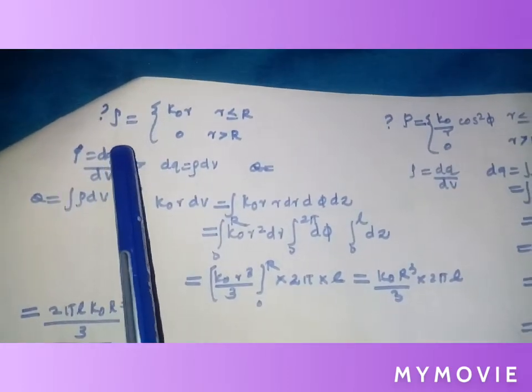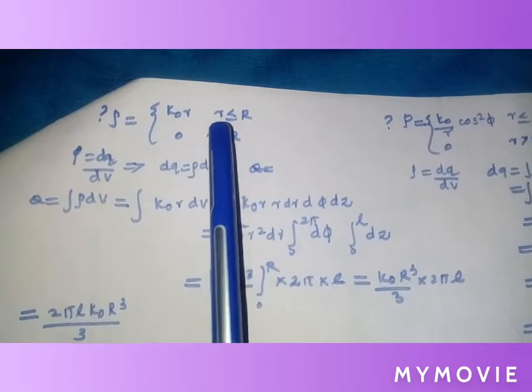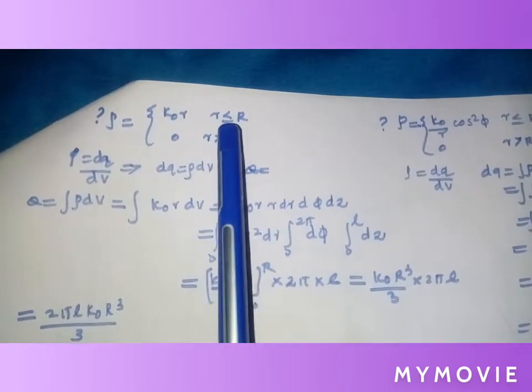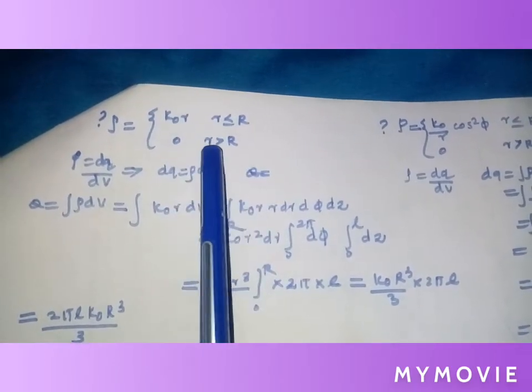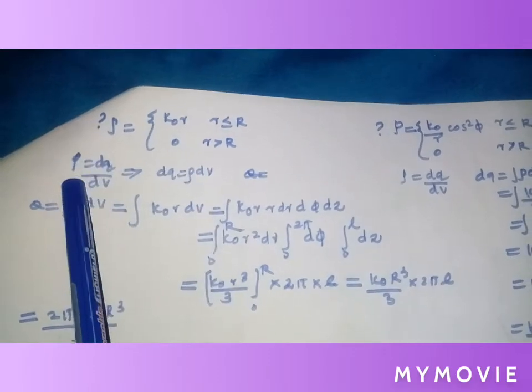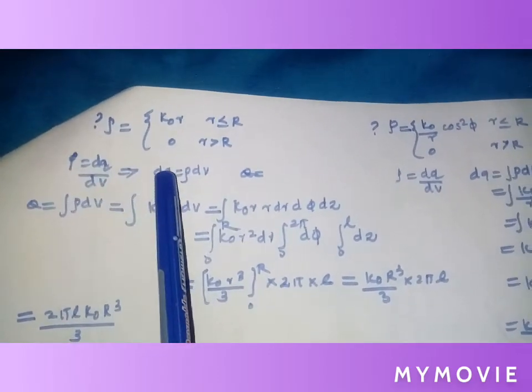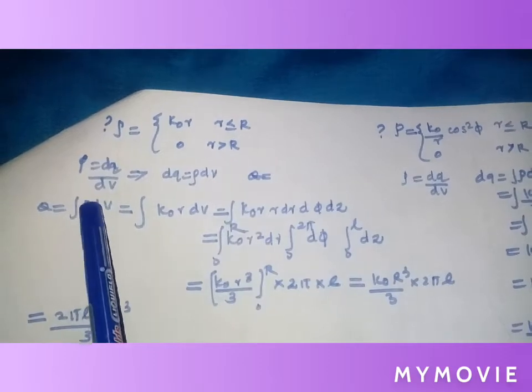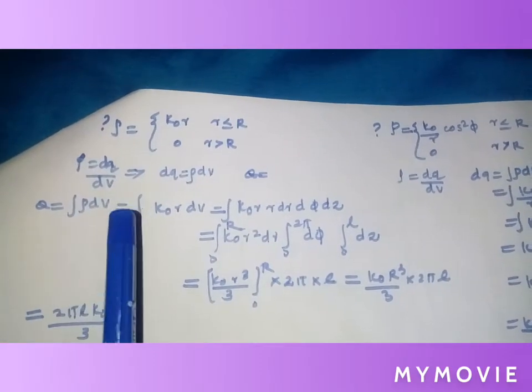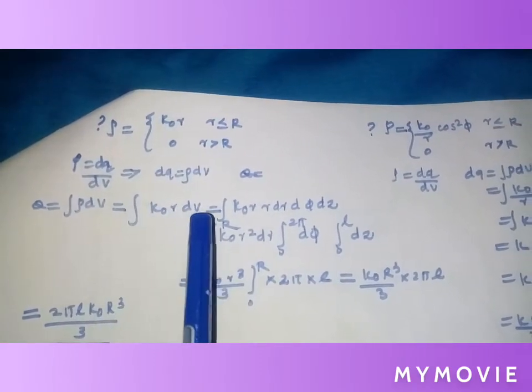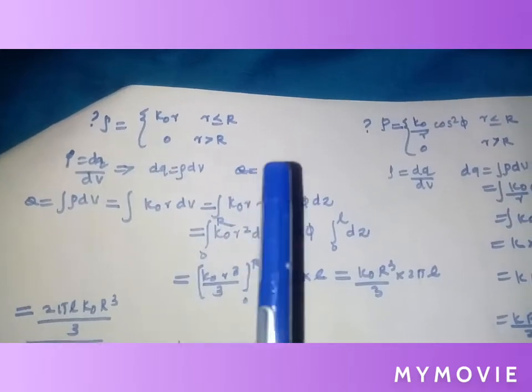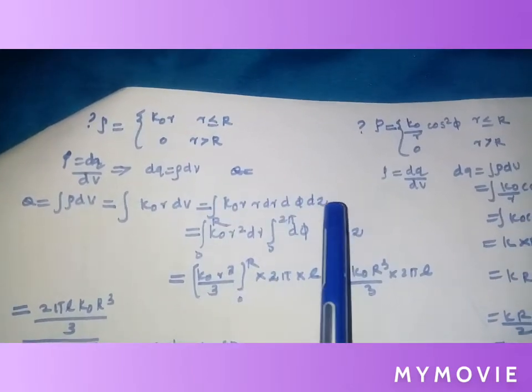Consider the first question, that is rho is equal to k0 r for r less than or equal to capital R, and 0 for r greater than R. We know the basic equation, rho is equal to dq by dv, dq is equal to rho dv, integral rho dv is equal to capital Q, that is integral k naught r dv. dv is replaced with r dr d phi dz.